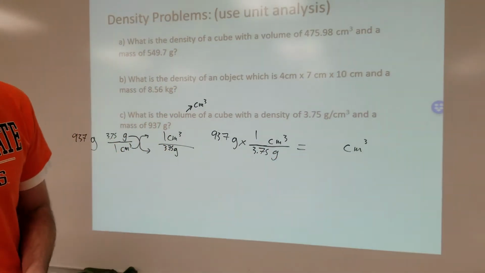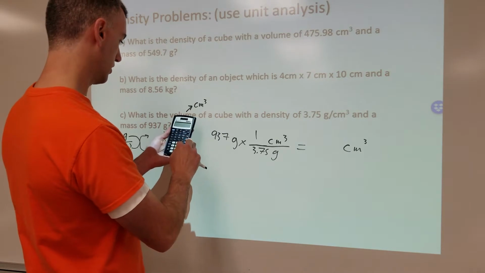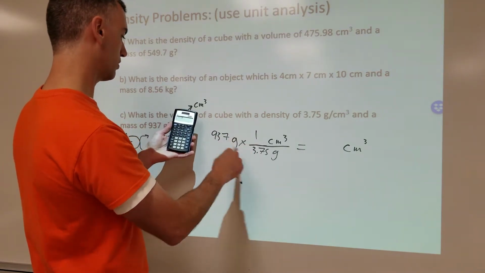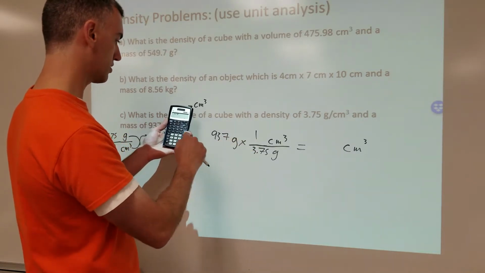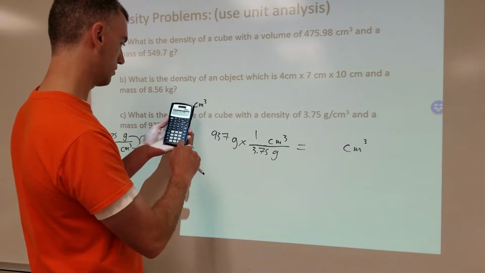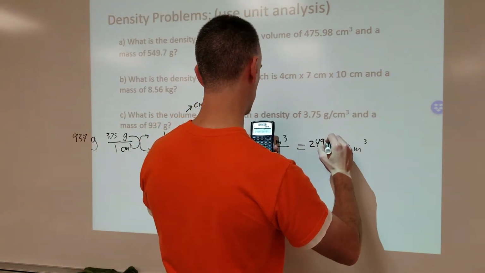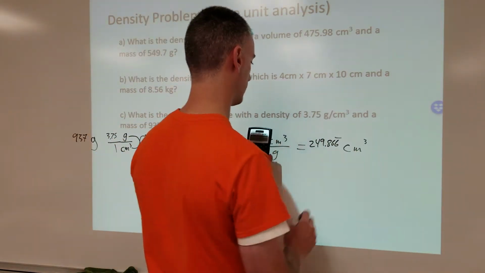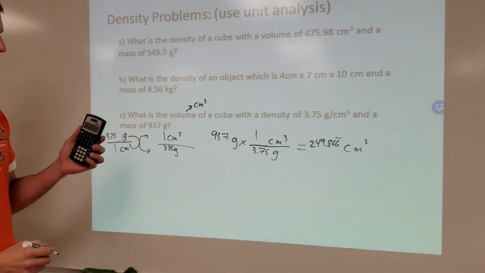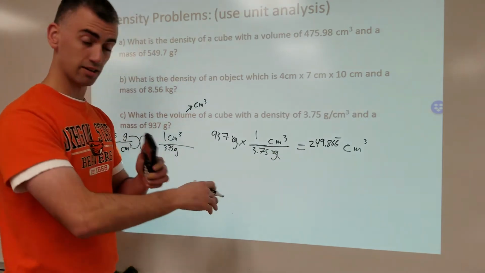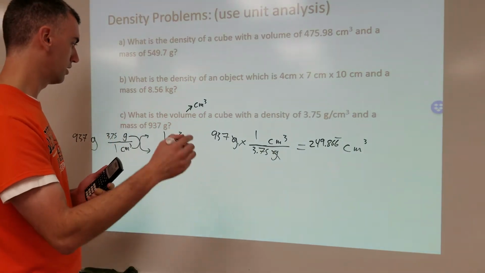And now I actually do it on the calculator. So what am I going to type? 937 times 1 divided by 3.75. Well, timesing 1 doesn't do anything, so I'm just going to divide by 3.75. And I get 249.866 repeating. Cool. Grams cancel grams. Centimeters is the unit. That's how I know it's set up right.